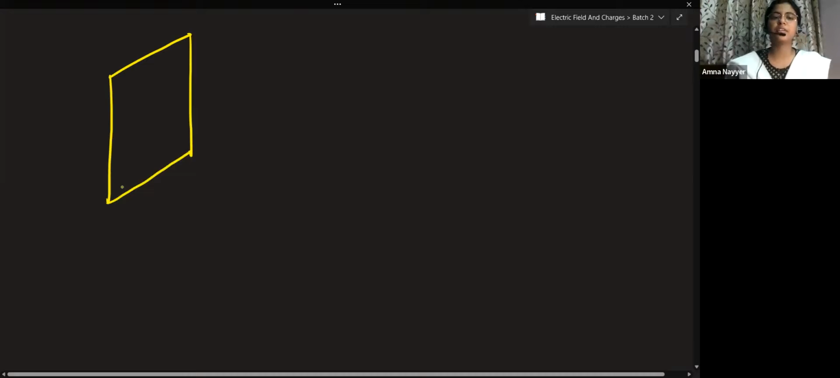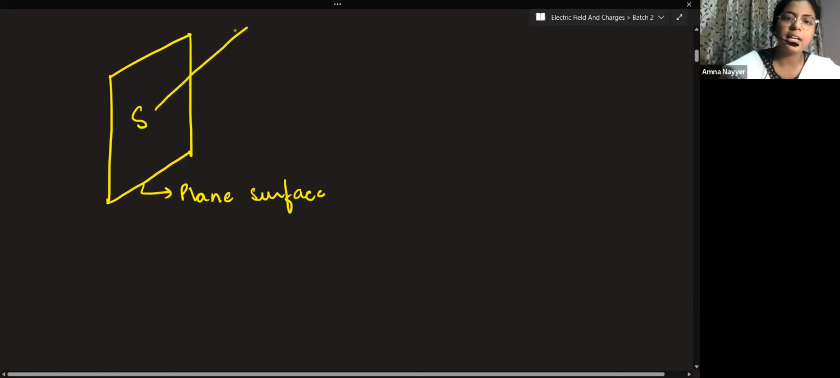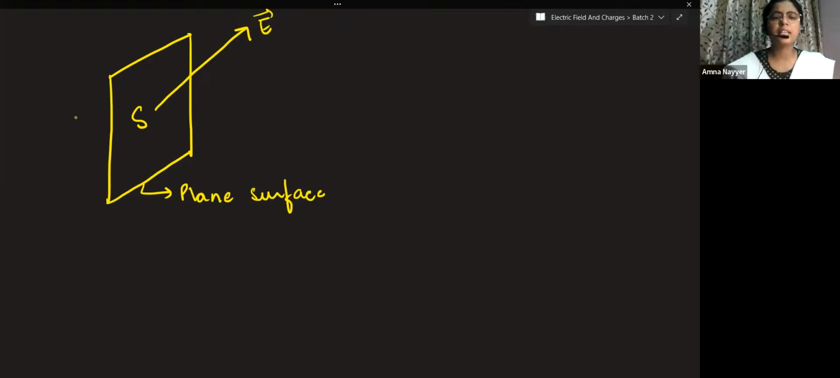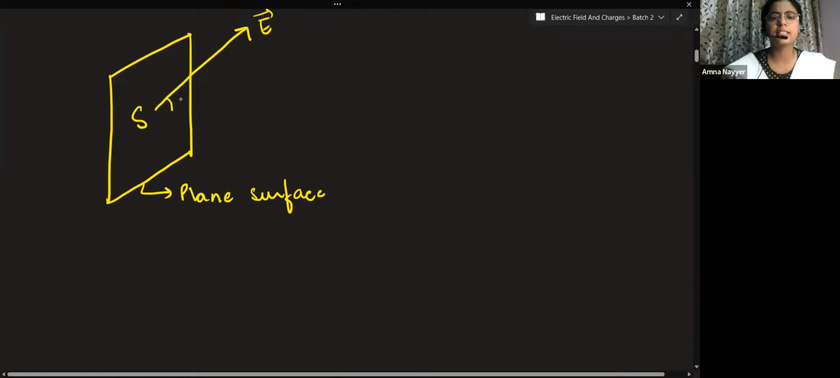If this is the surface area, let's say this is some plane surface area S. This is a plane surface. And electric field lines are passing in this manner. This is the direction of electric field. It is making some angle over here. Let's say it is making an angle theta. So will this electric field line be considered under electric flux?